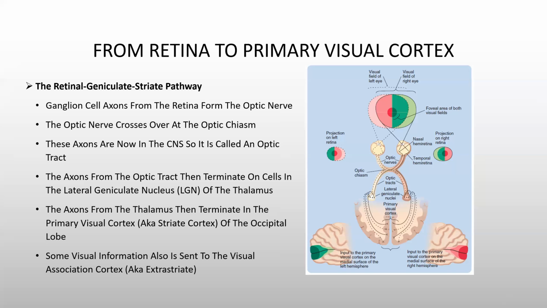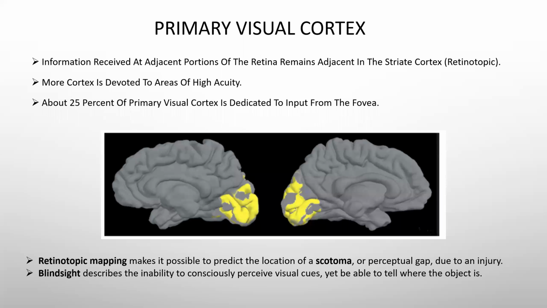So that is the pathway for vision from physical energy through the eye, through the retina, to the optic nerves, the optic chiasm, optic tracts, to the thalamus, to the primary visual cortex.